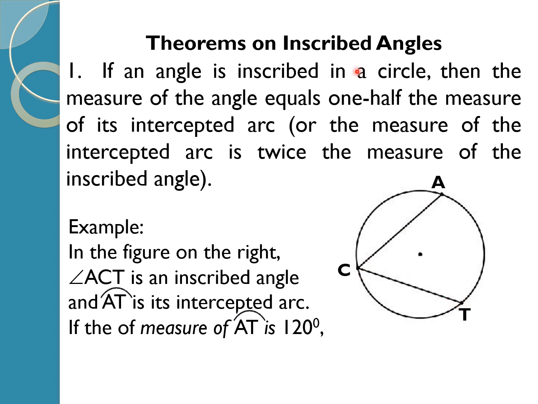Here, the measure of the angle equals 1/2 the measure of its intercepted arc. If the measure of the intercepted arc is 120 degrees, you're going to get the half of 120 degrees. Therefore, the measure of angle ACT is equal to 60 degrees.